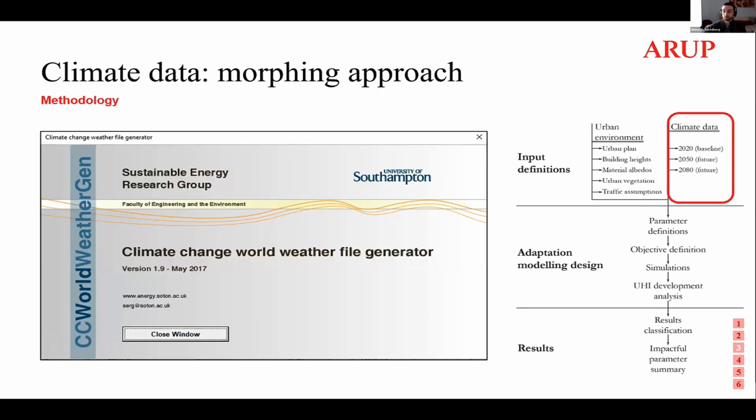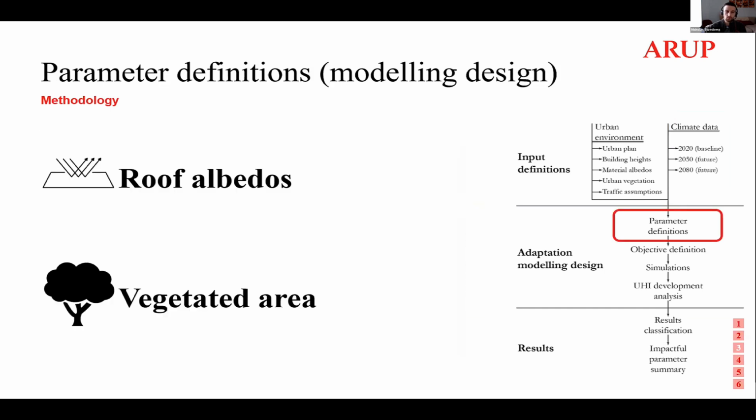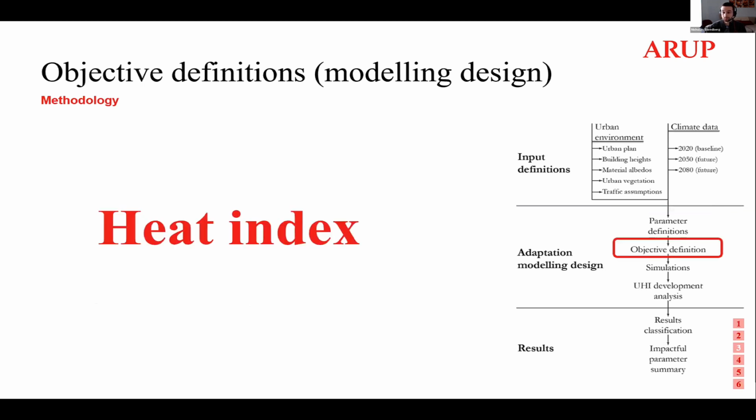The study also looked at present versus future climate data. The free and open source EPW morphing tool utilized was the World Weather Generator by the University of Southampton, again because it's a freely available tool. Within the context of this study, there were two parameter definitions for passive design measures: roof albedos and vegetated area, because these were considered low-cost measures and adaptable at an urban or neighborhood scale.